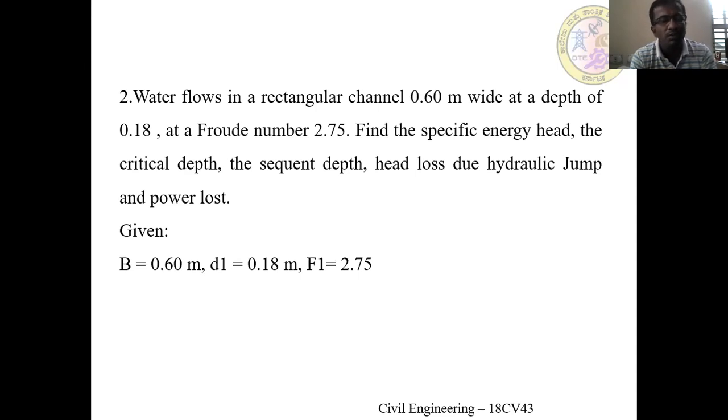So in this problem the value of Froude number itself is given. So before the jump the flow is supercritical, definitely more than 1. So the flow is supercritical only. Given B, the width of the rectangular channel, is 0.60, depth of flow is 0.18, and F1 is 2.75. This means the flow before the jump is supercritical since F1 is greater than 1.